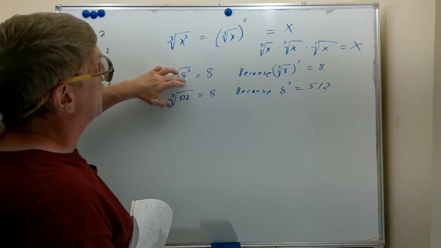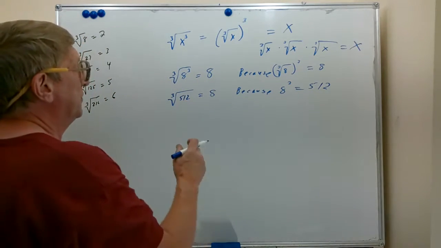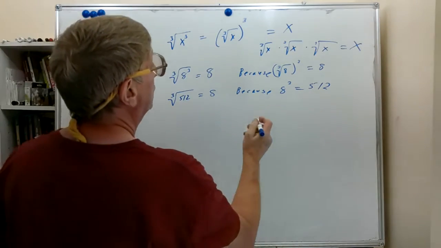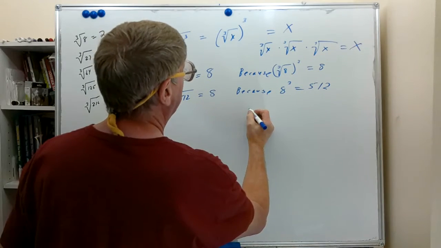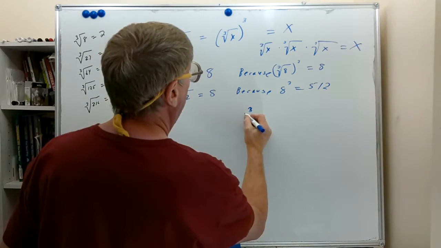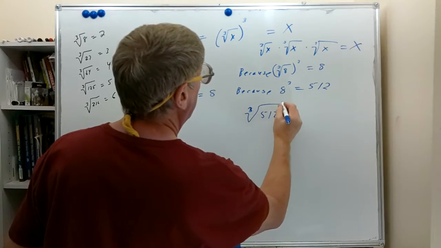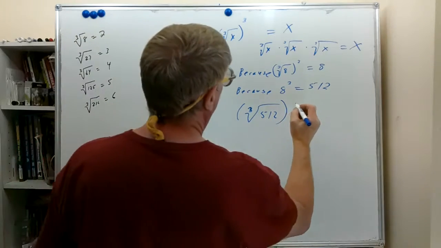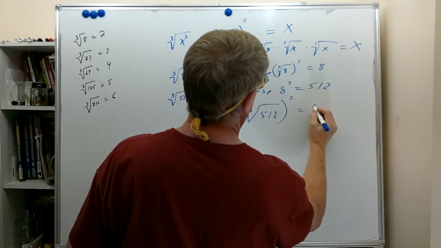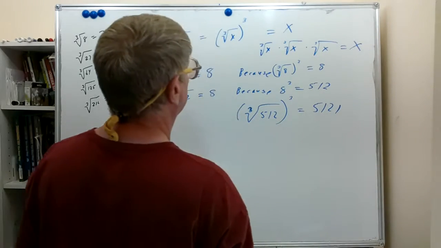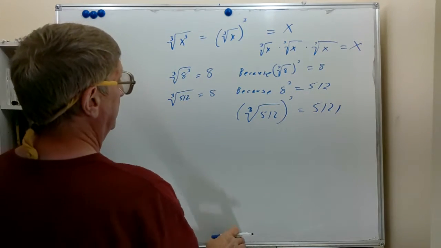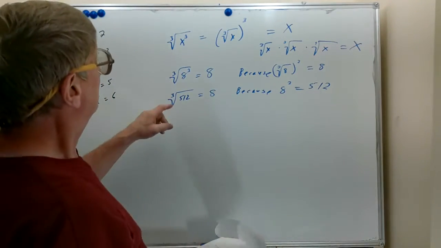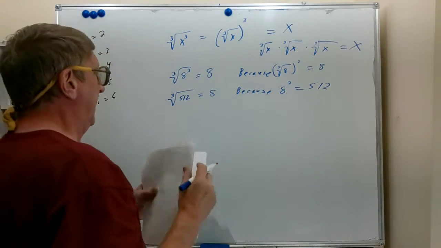And here we have just another way of writing 512. And here we've raised this cube root of 512 to the third power. We could also write it this way: the cube root of 512 raised to the third power would equal 512. Well, that isn't right. What am I trying to tell you there?